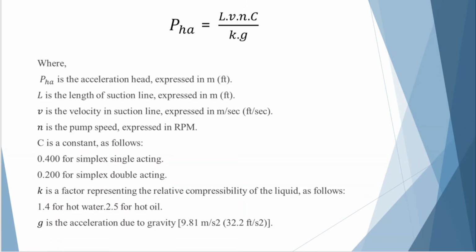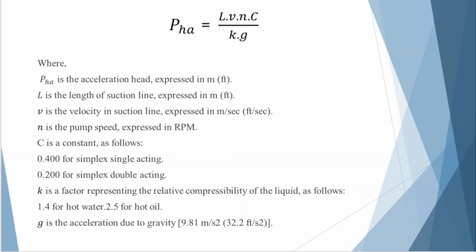Now that we understand the concept of acceleration head, let's see how engineers estimate it during the design stage. API 674 provides this simplified equation to calculate the acceleration head in the suction line. The acceleration head is equal to the suction pipe length multiplied by the liquid velocity, multiplied by the pump speed, and multiplied by a pump constant. The entire product is then divided by the liquid compressibility factor and the acceleration due to gravity.